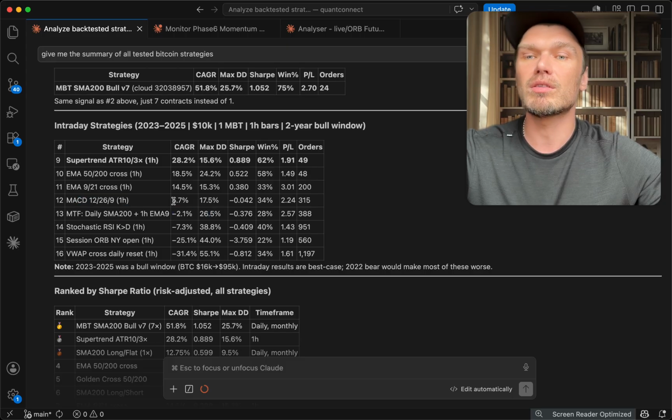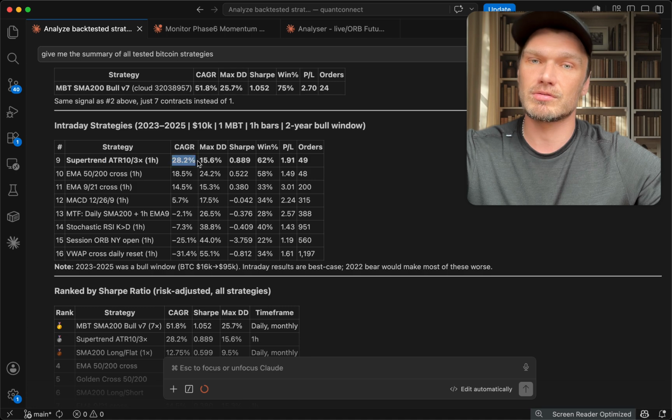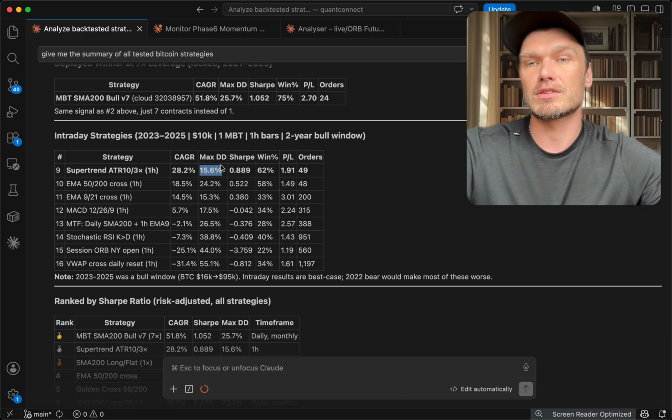MACD is more or less somewhere, but the drawdown is still high. EMA 9 and 21 cross, not too much. Supertrend actually has very good results as well. And this is the strategy you can use as well, because the annual compound growth rate is good, and the max drawdown is relatively small as well.